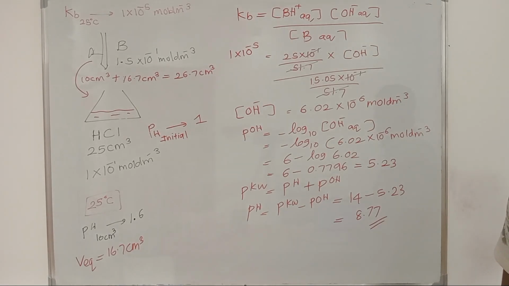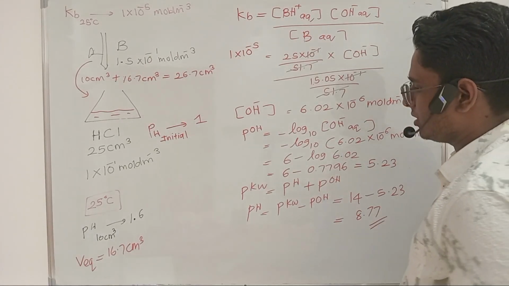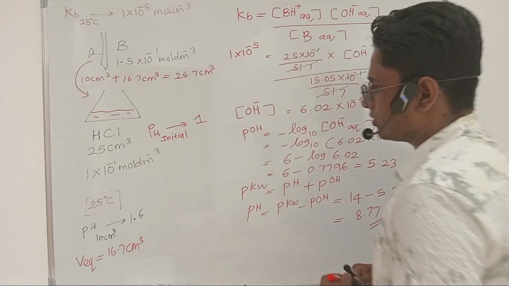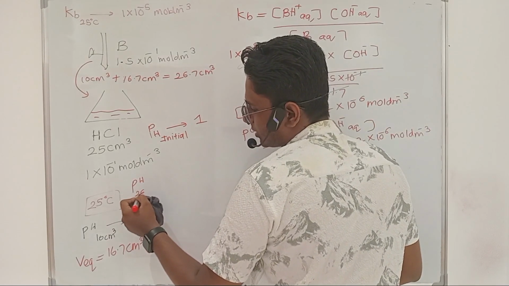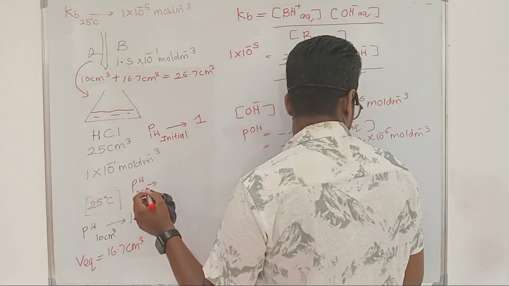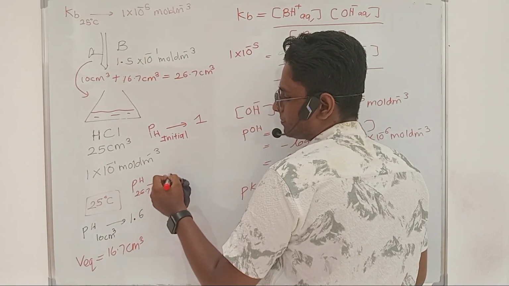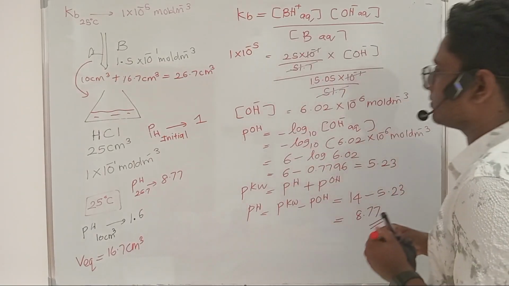And the final one, they're asking to sketch the variation in pH of the mixture in the titration flask with the volume of the weak base, right? So I'll note this down also. pH after addition of 26.7 centimeter cube, that is 8.77, right? The pH was 8.77.